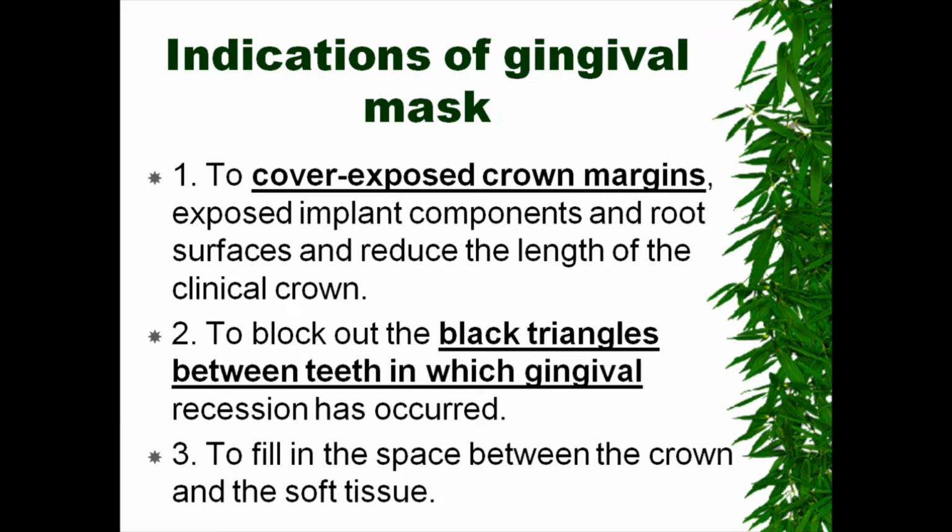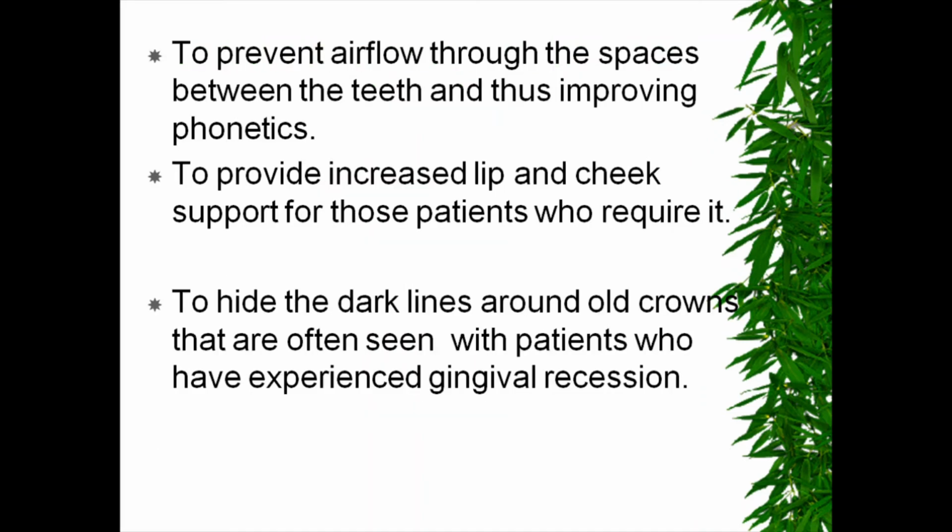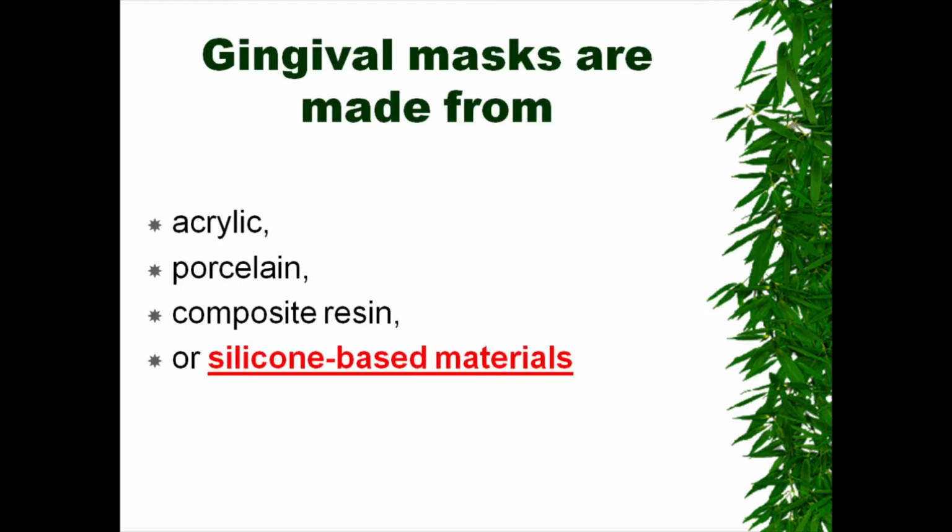So it is recommended to cover exposed crown margin, to block out the black triangle, and to fill the space between the fabricated crown and the soft tissue. If space or a black triangle is there between crown and the soft tissue, then also we can recommend the gingival mask. To prevent airflow, in order to improve the phonetics of the patient, then also we can give a gingival mask, to provide increased lip and cheek support for the patient, and to hide the dark line around old crowns that are often seen in patients who have experienced gingival recession.